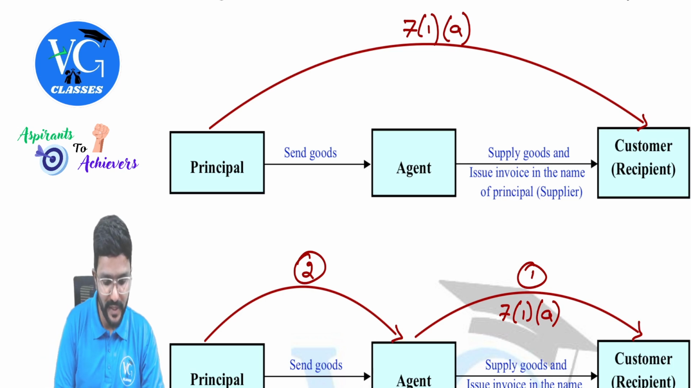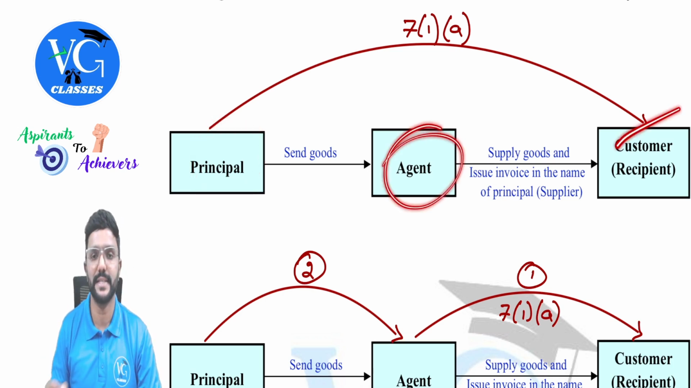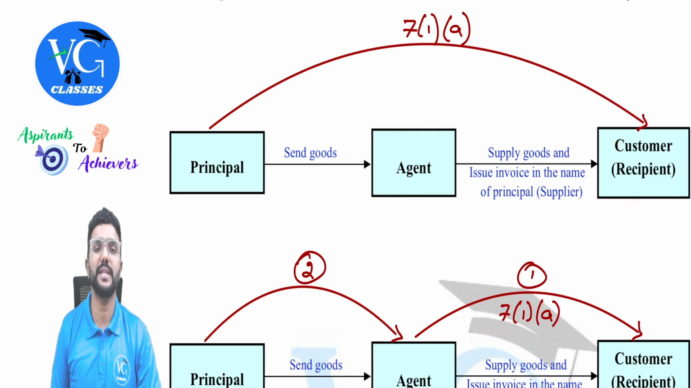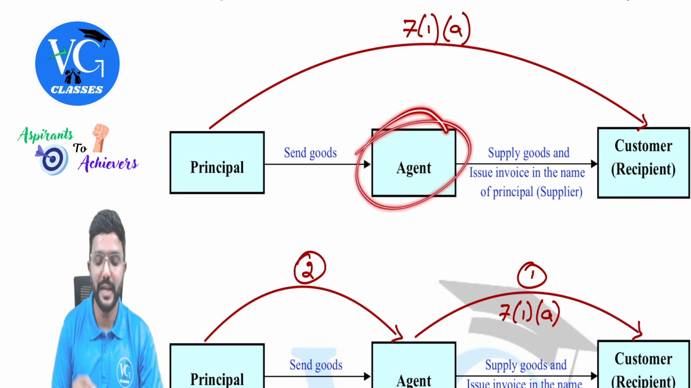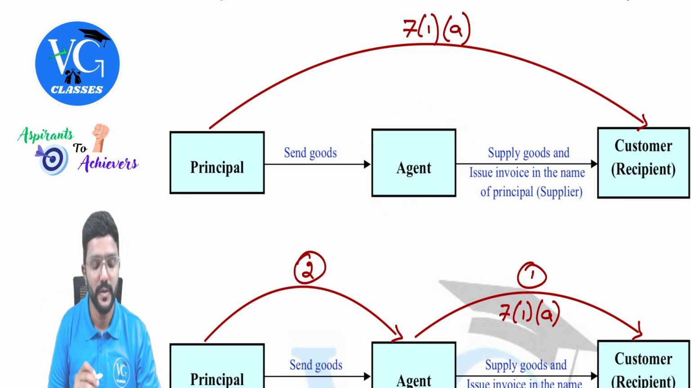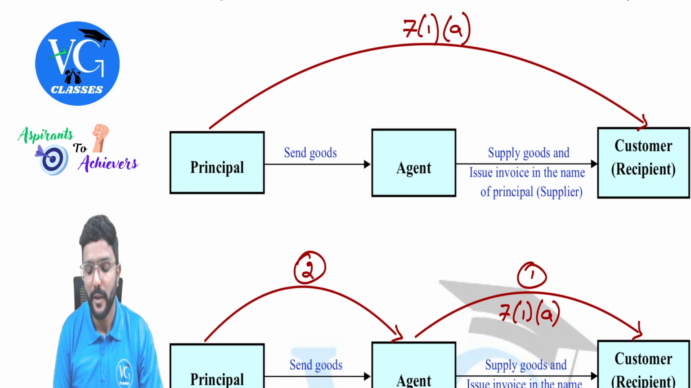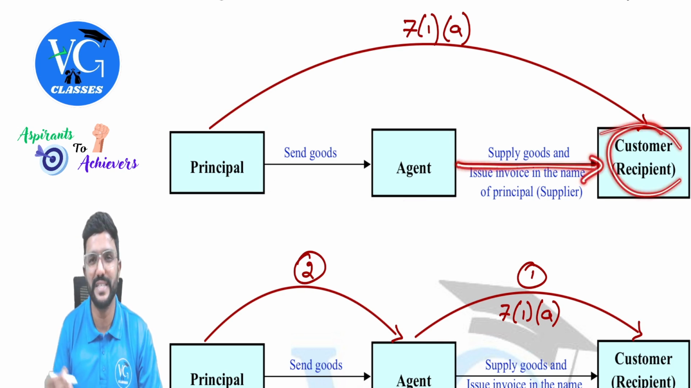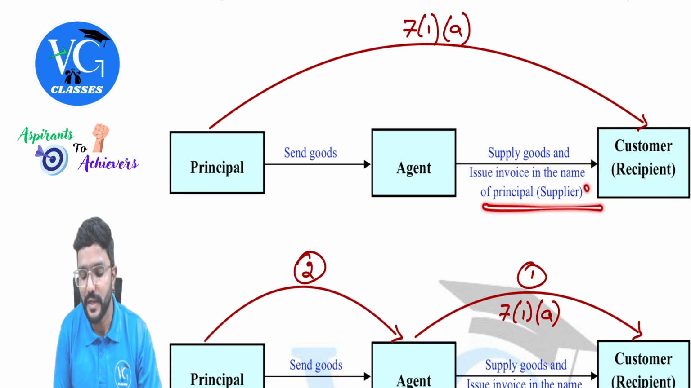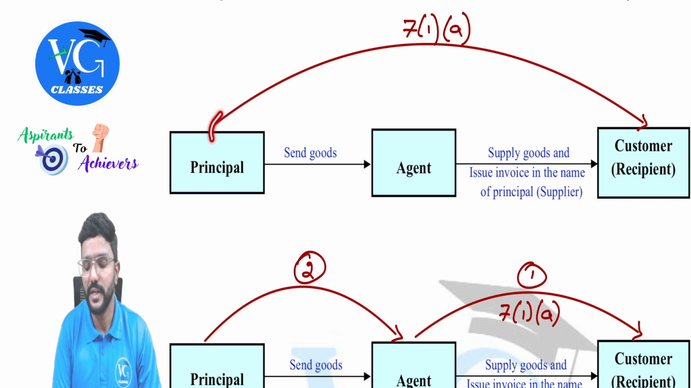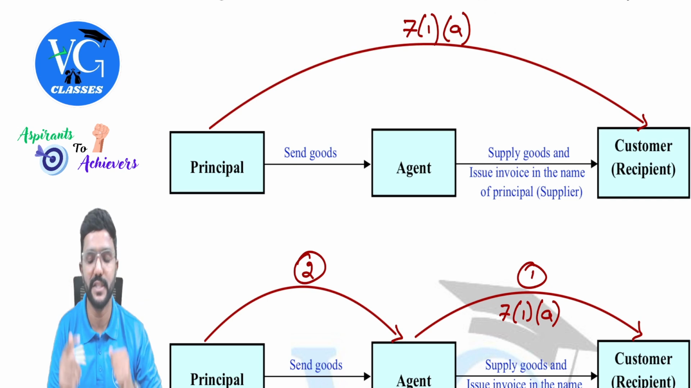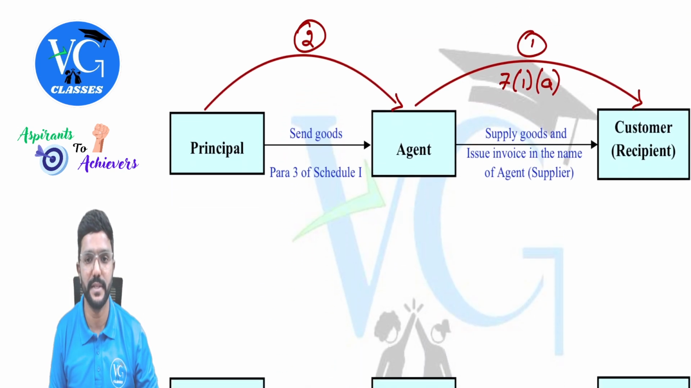Okay. Now, assume principal wants to sell the goods through an agent to a customer. So principal doesn't have any direct contact with the customer or recipient. So only the agent will help the principal to get the customers. Principal will send the goods to the agent, and agent will find the customer and sell the goods on behalf of whom? Principal. When agent sells the goods to the customer, who is the recipient, invoice is issued, assume, in the name of principal. So that means there is only one supply. From whom to whom? Principal to recipient as per section 7(1)(a). Here para 3 is not attracted because invoice is issued in the name of principal.